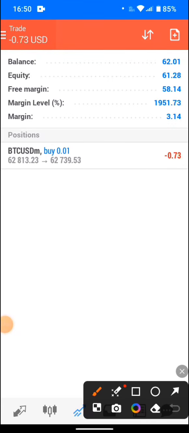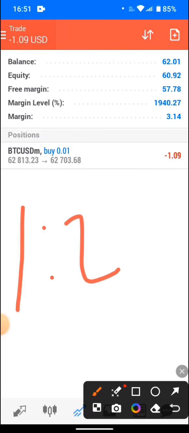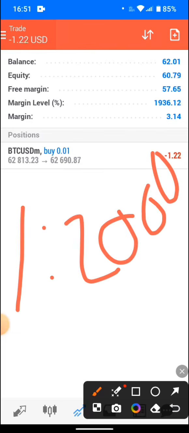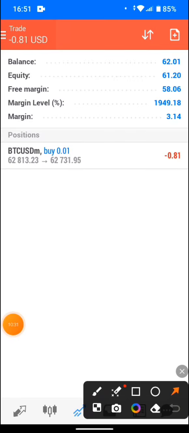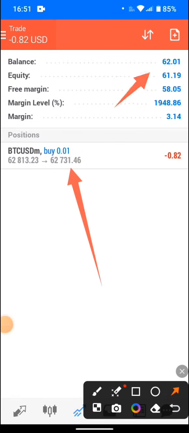If you actually know what you are doing, it can be very good for you. It works in your favor. But if it is against you, it is going to be a problem. The leverage I'm using currently for this account is 1 is to 2000. But in as much as I'm using the leverage of 1 is to 2000, I always use small lot sizes. With this account I can use up to 0.1, 0.2, 0.3, but I prefer using small lot sizes.